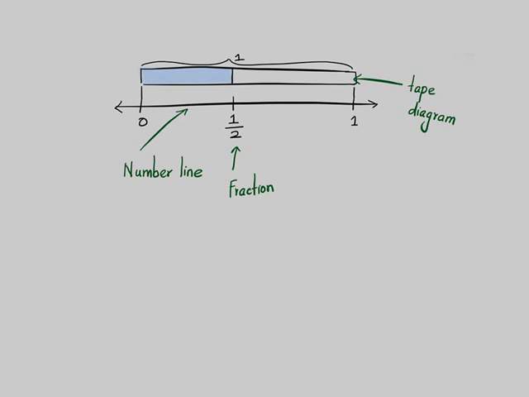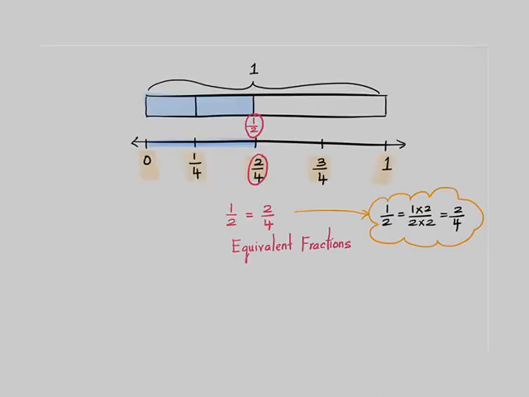So here the fraction half is shown on a tape diagram, on top of a number line. Half means 1 by 2. If you see here, the equivalent fraction 1 by 2 lies here, and the equivalent fraction 2 by 4 also lies in the same line. So half of 1 by 2 is 1 by 4.